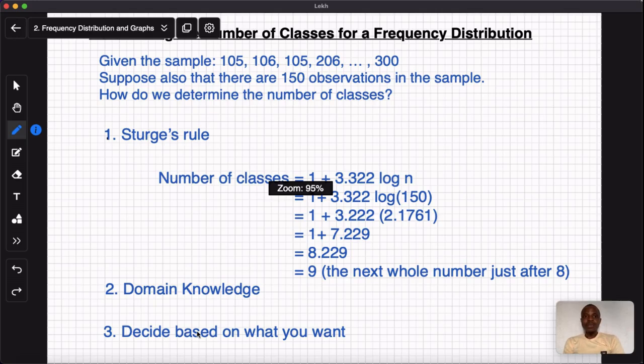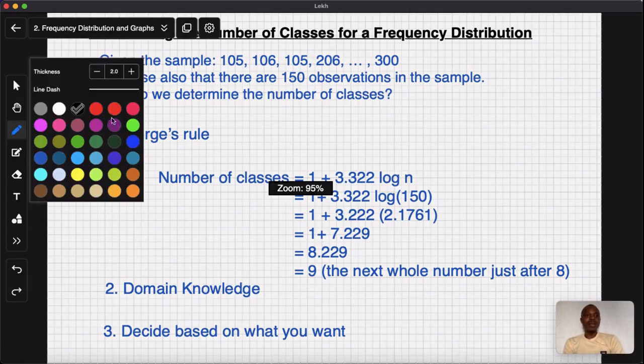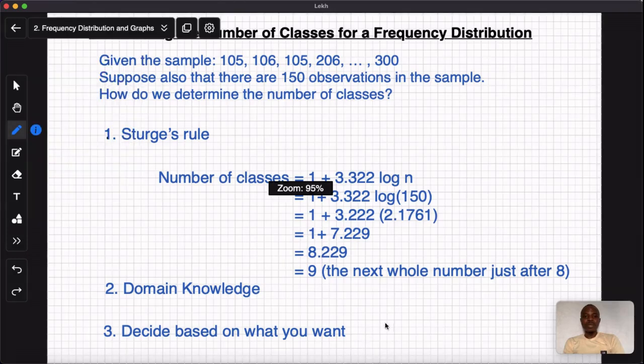Now you can decide based on what you want. You look at it and say, okay, let me just have 5 classes, or let me just have 6 classes. But this is more or less the most archaic, or rather primitive, way of doing it, and may introduce a lot of bias. Some other persons might have worked on this in your own domain of knowledge, and so you may just use that person's. But when you decide based on what you just feel like, it may be wrong. There's an advantage when you use Sturges' rule with domain knowledge. So let's look at what Sturges' rule is.